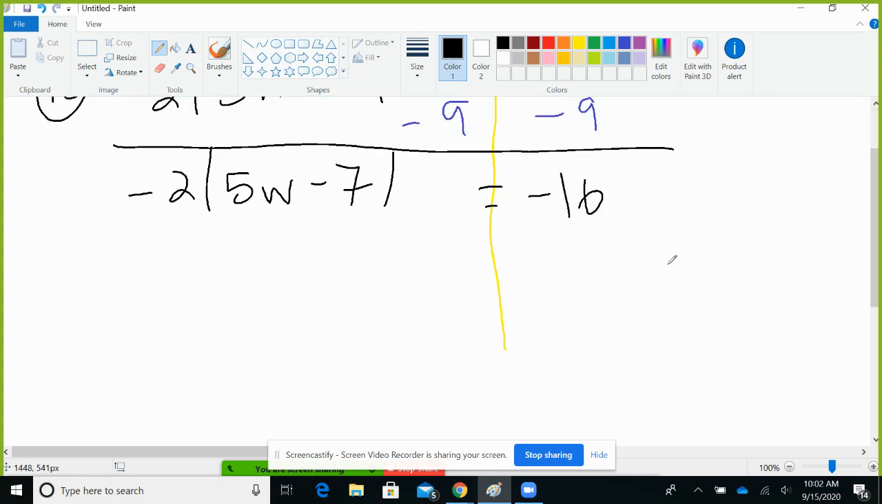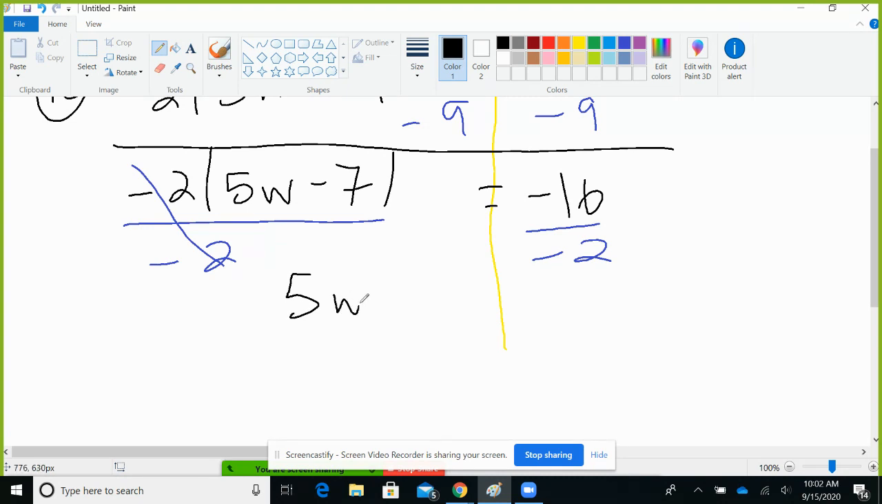However, I don't have my absolute value totally isolated yet because I still have this negative 2 attached to the absolute value. So if it's negative 2 times the absolute value 5w minus 7, how do I get rid of that negative 2? Nice. So I divide this side by negative 2, divide this side by negative 2. So those negative 2's cancel out, and I'm left with the absolute value of 5w minus 7 equals 8.